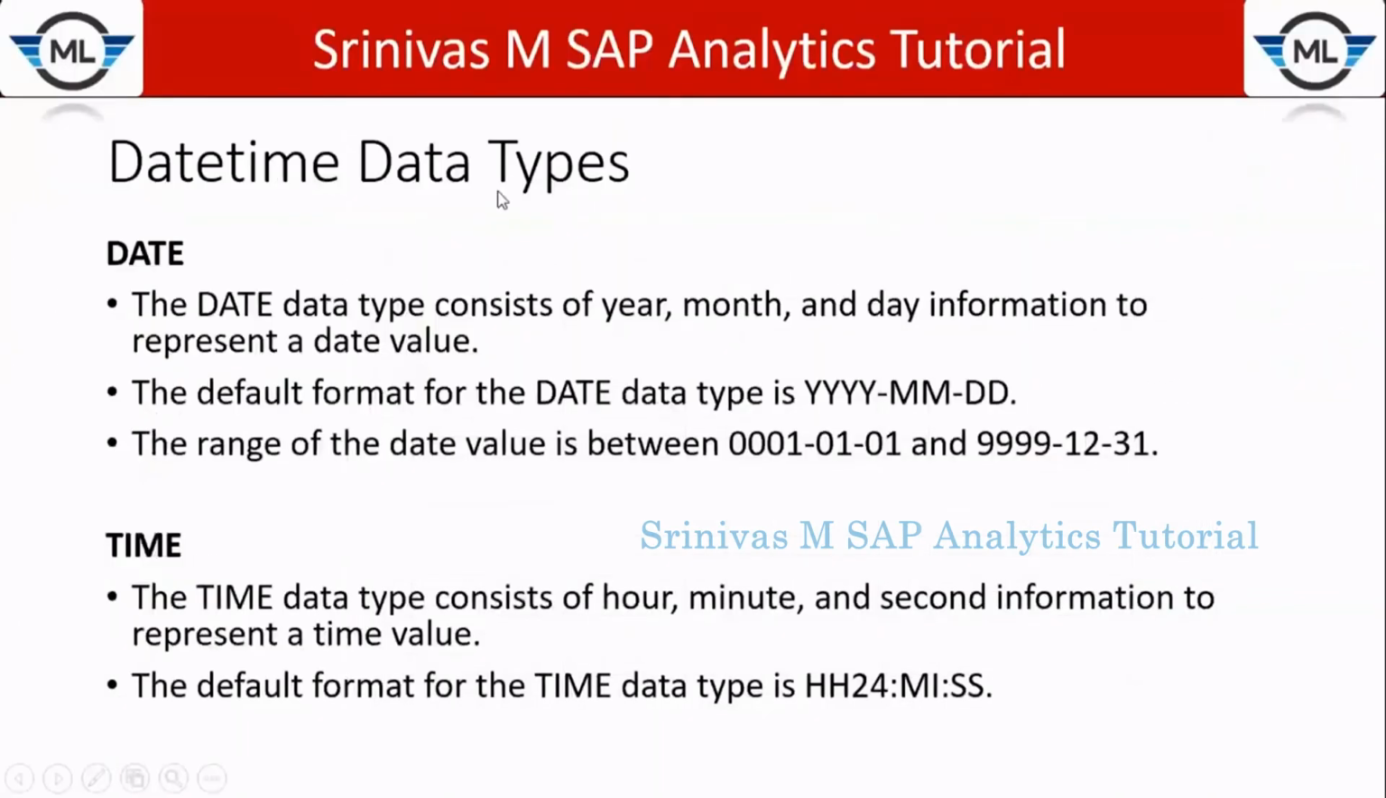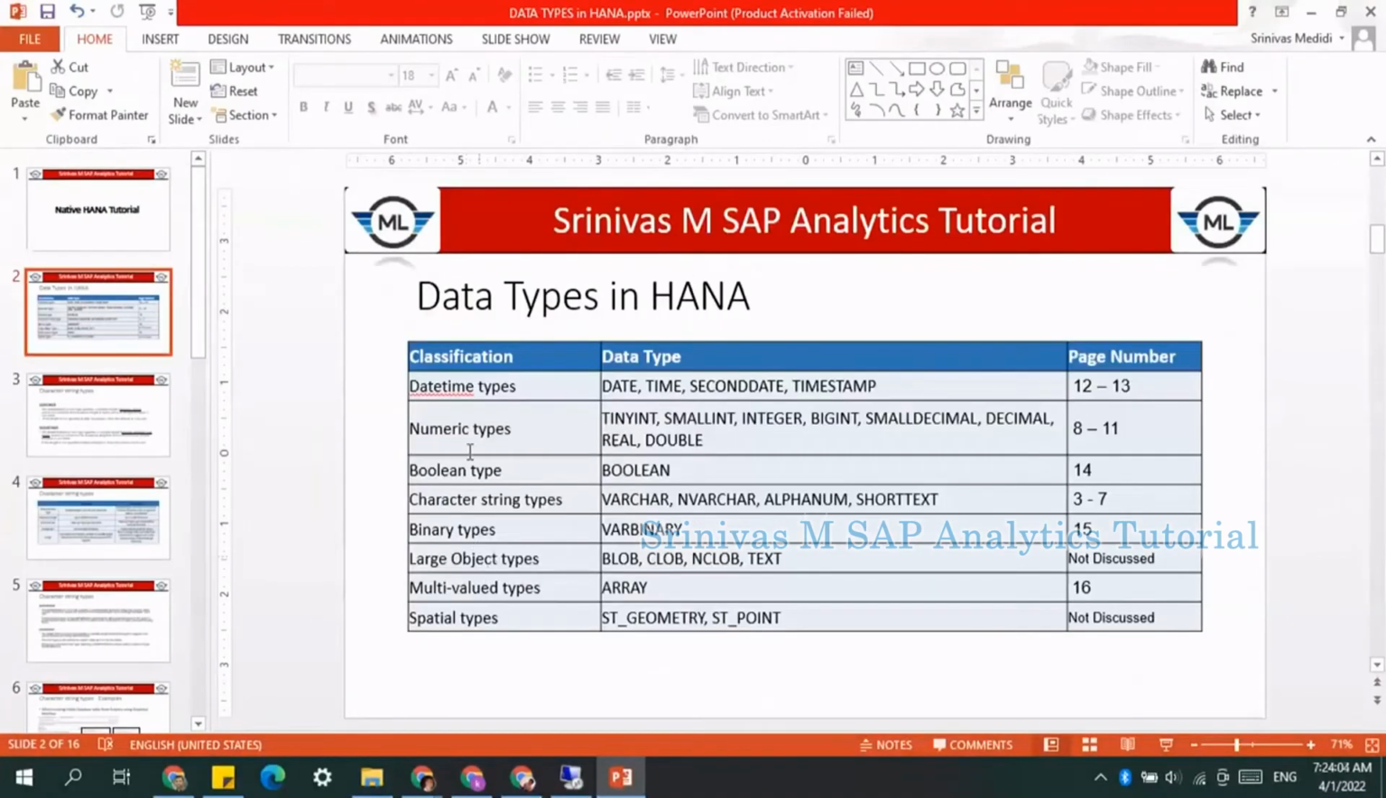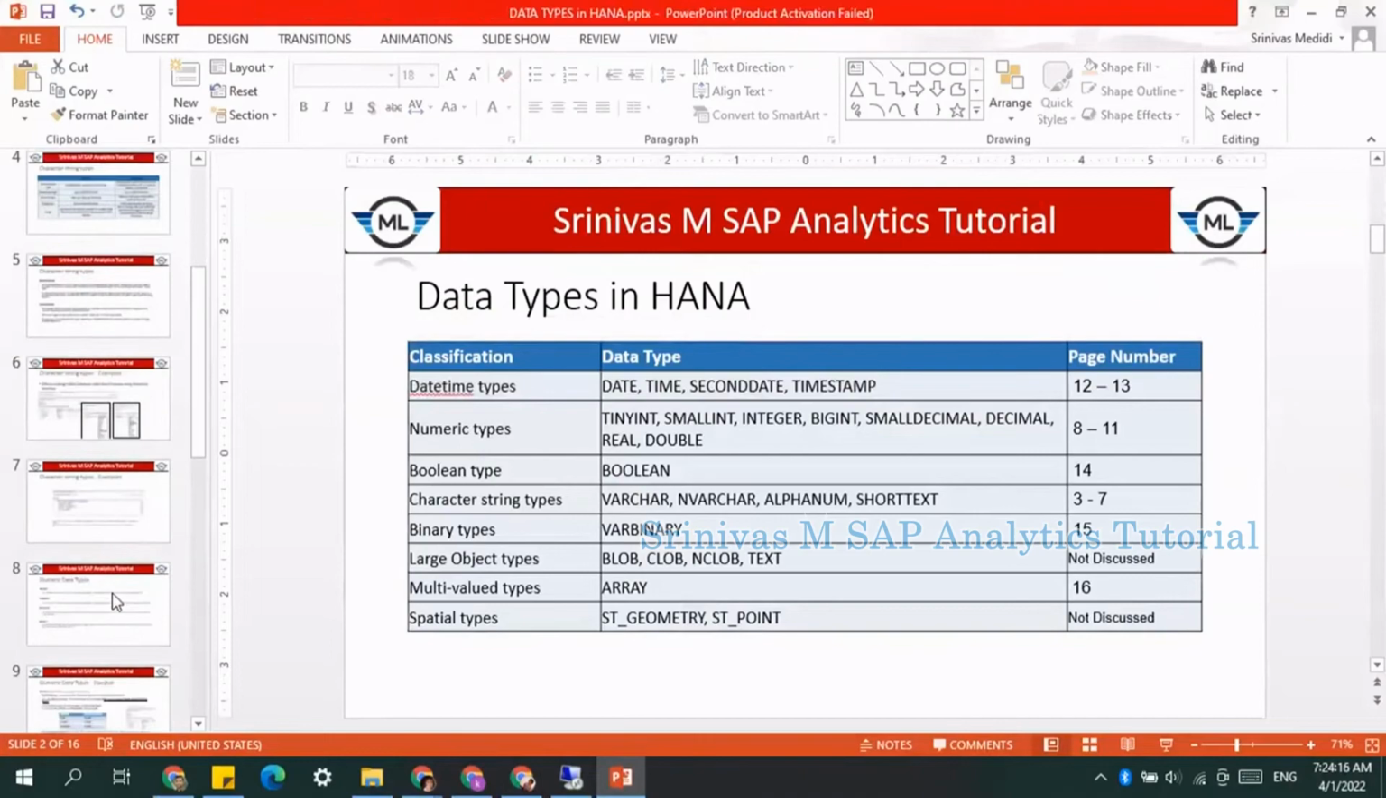Going to date time data types. What are the different date time data types we have? We have date, time, second date, and timestamp. These are the 4 different data types we have under date and time data types. Now let's see one by one clearly.